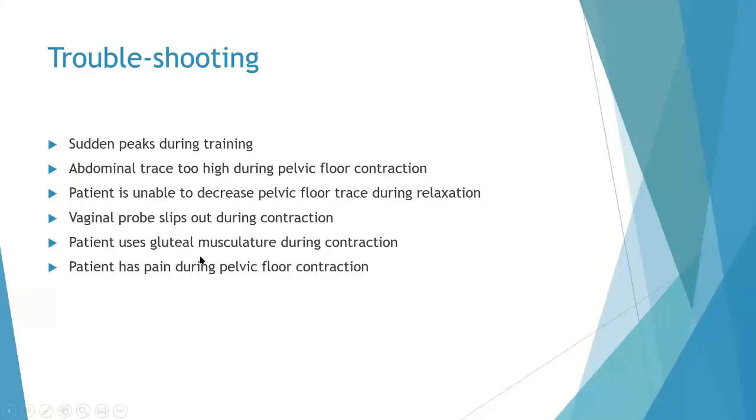If the vaginal probe slips out during contractions, it's because they're pushing instead of contracting. If the patient uses the glutes during their contraction, get them to not try so hard. Usually when they use the compensating muscles, it's because they're trying too hard. Just bring in the skin, do a small movement. And if the patient has pain during the pelvic floor contraction, they could have a urinary tract infection, or they could have too much hypertonicity causing too much pressure on all of the structures when they contract, so they might be inhibiting.